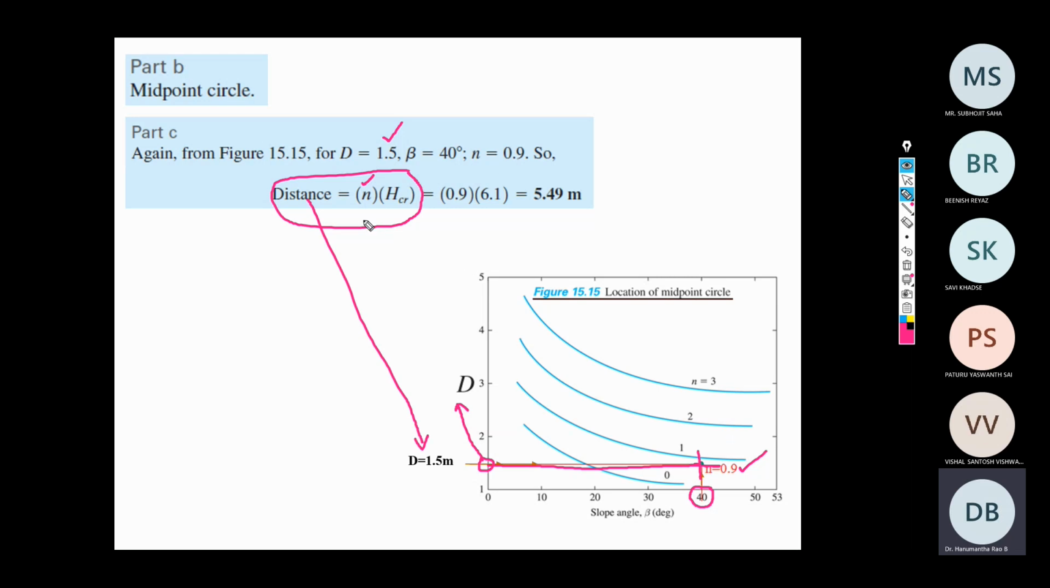So now we know another relationship, that is distance d is equal to n into h critical. Now n has been picked up from the intersection. h critical is 6.1. So 0.9 into 6.1 is 5.49 meter. Meaning thereby, at a distance of 5.49 meter from the toe, the critical slip circle can exit.